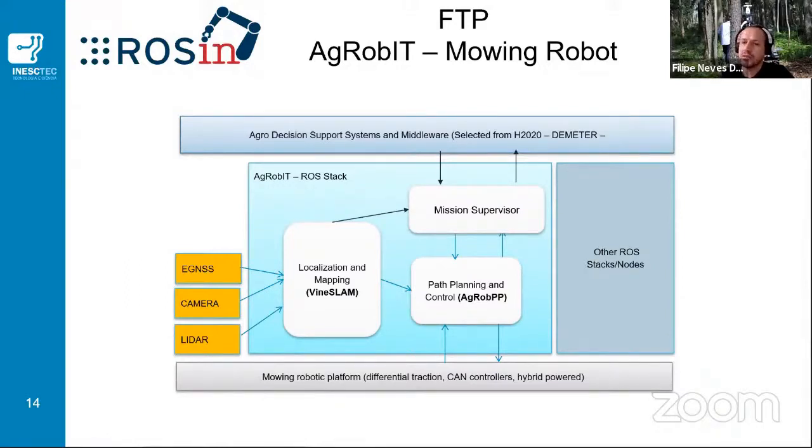And this is our main contribution for ROS, which is developing three main components. A solution that is able to localize and map the robot in this complex environment, that is woody crops, and the path planning system that is able to plan a path for the robot, considering the center of gravity of the robot, but also the steep slopes of the terrain. And a mission supervision that is not so complex, but is able to communicate with the most advanced decision support systems being developed in another reference project of the European Commission, like the Demeter project.